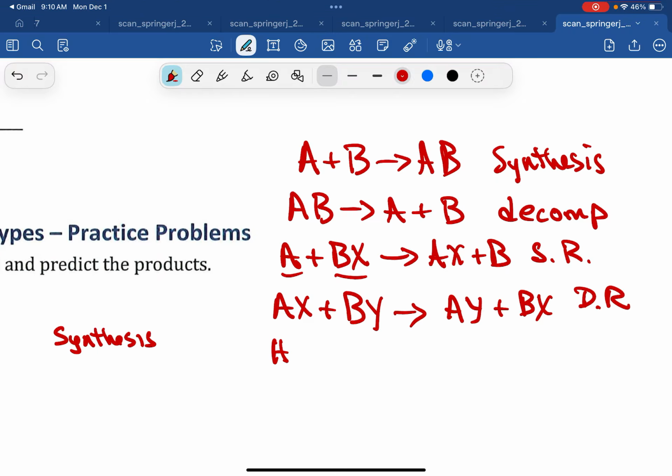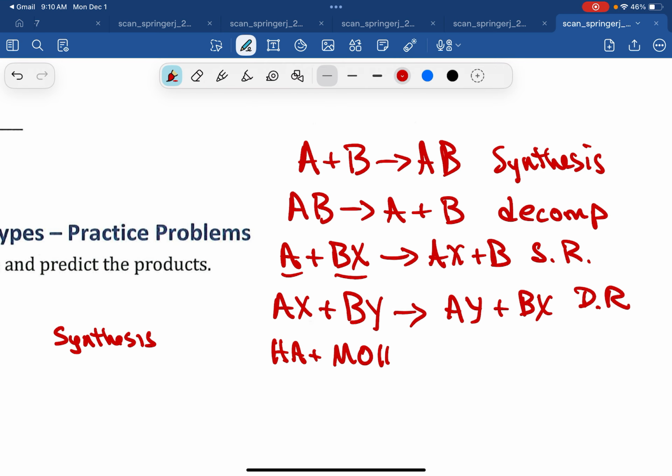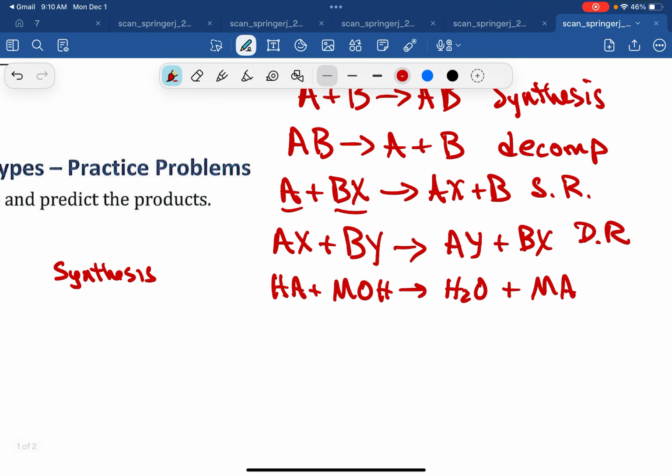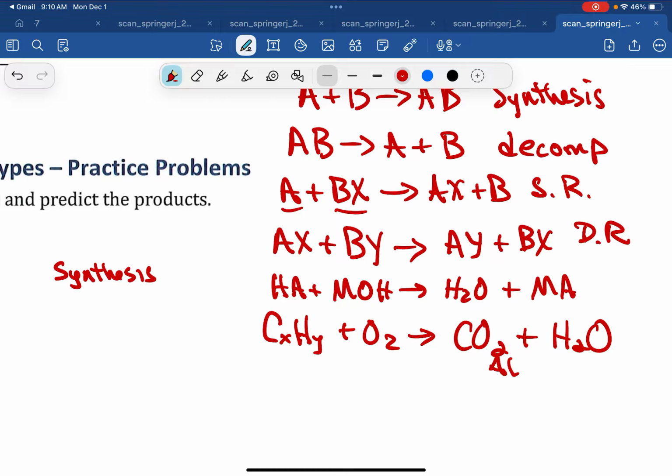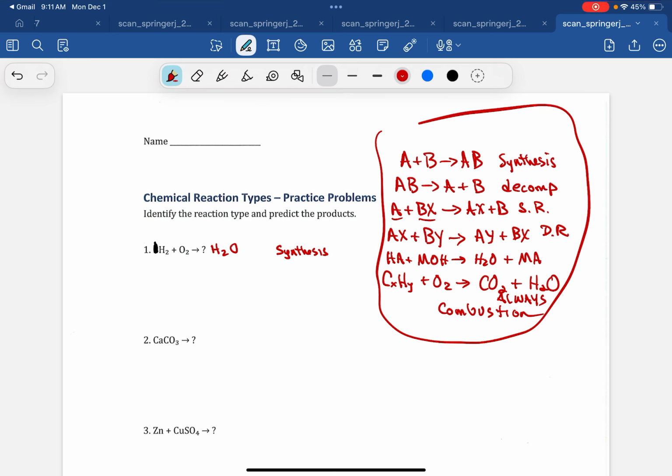We had the acid base. And finally, we did combustion. And the products were always CO2 and H2O, always. And this was combustion. So there you go. There's a quick reminder of what the different types of reactions were.